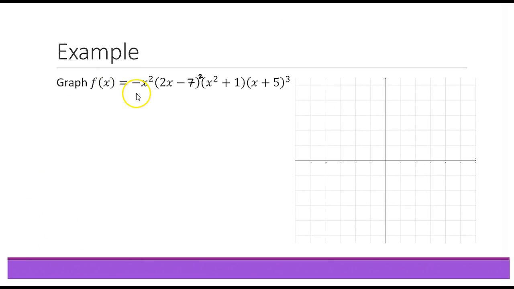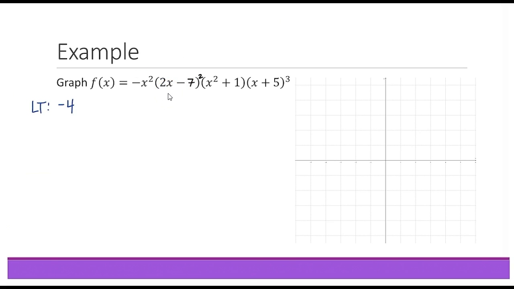In this example, we want to graph -x squared times the quantity 2x minus 7 squared times the quantity x squared plus 1 times the quantity x plus 5 cubed. So let's start by finding the leading term. Here we have -x squared, and here we have (2x minus 7) squared. So this 2x would get squared, and that would mean I'd have a 4x squared times this -1. So I'm going to have a leading coefficient of -4.